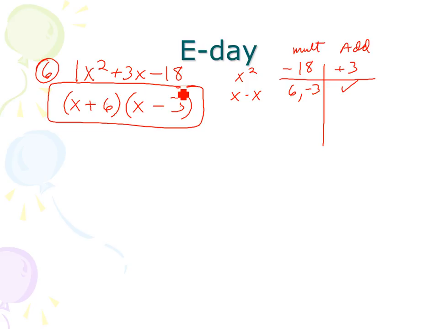So on the front side of the E-Day paper, on the first 12 problems, that's all you have to do: just do that factor. It doesn't matter if it's like x minus 3 next. That's a good point. If you wrote it in this order, it means the same thing.